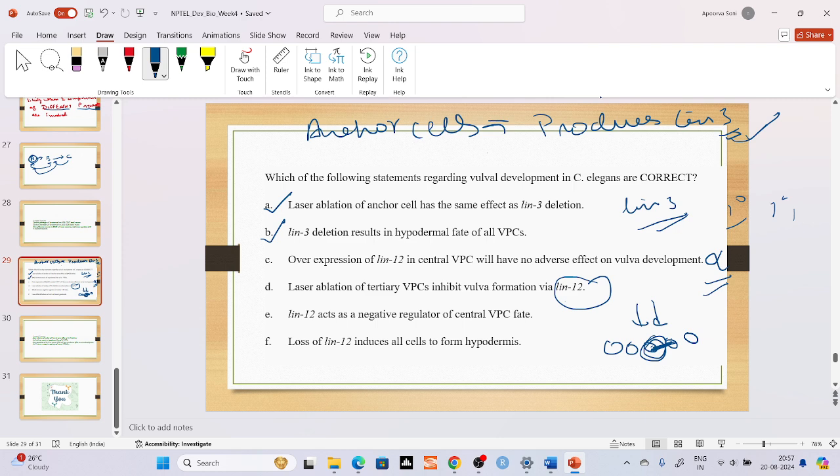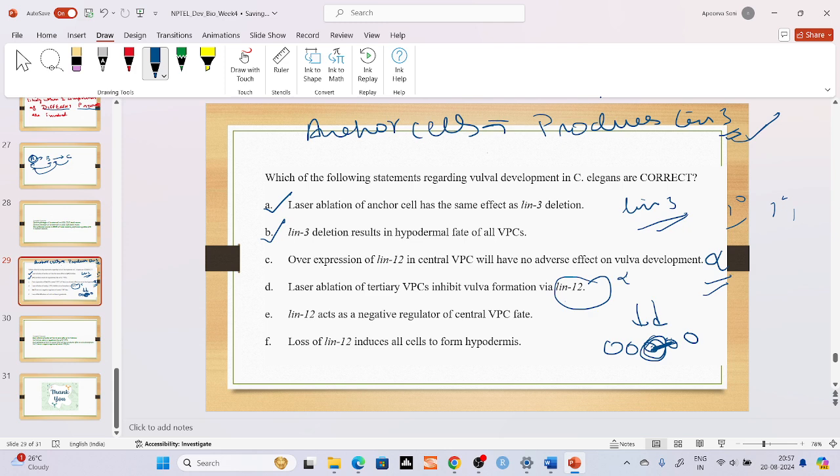So even if you are disrupting your tertiary VPCs, there would not be any effect on vulva formation. Remember this. Why? Because your tertiary VPCs do not play any direct role in vulva formation. So ablating them would not have that effect on vulva formation via Lin12. So this is false.